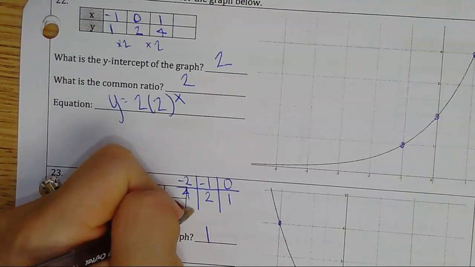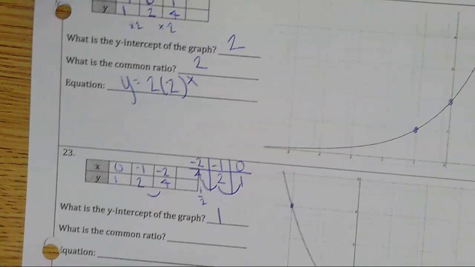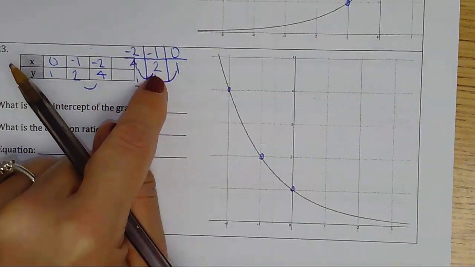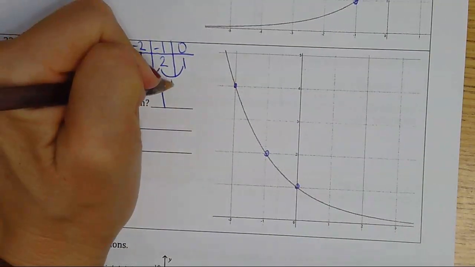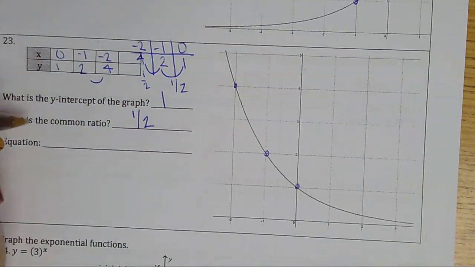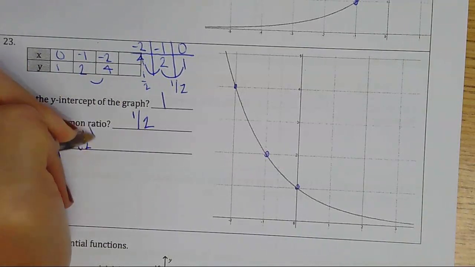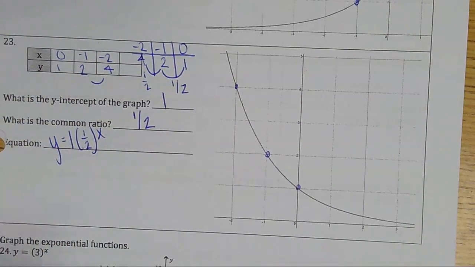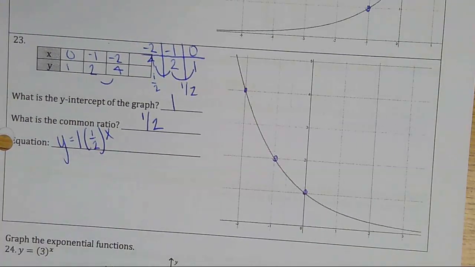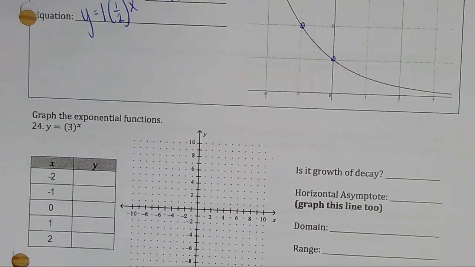So what's happening is it's multiplying by 1/2 each time. I wrote it in the wrong order originally, sorry. So -2 is 4, -1 is 2, and 0 is 1. It's multiplying by 1/2. So our common ratio is 1/2. Our equation is going to be y equals 1 times 1/2 to the x, initial value, common ratio. Sorry, tongue twister.